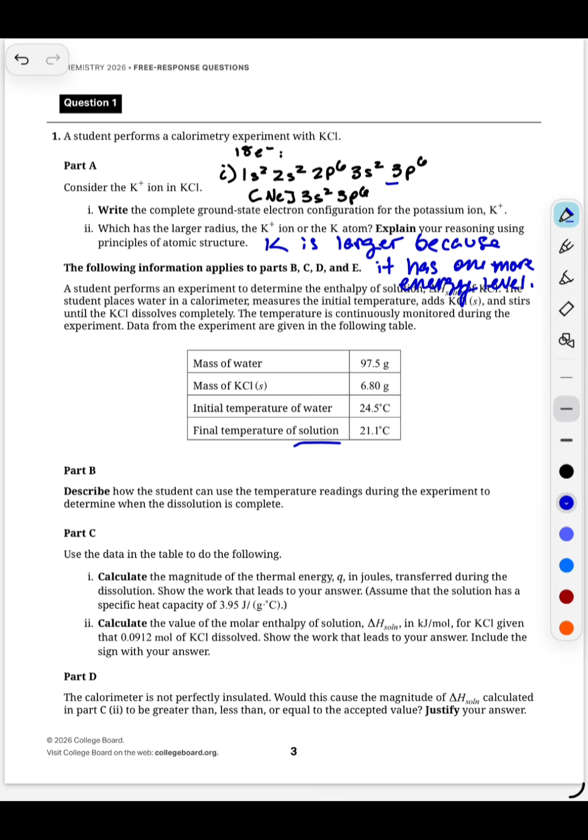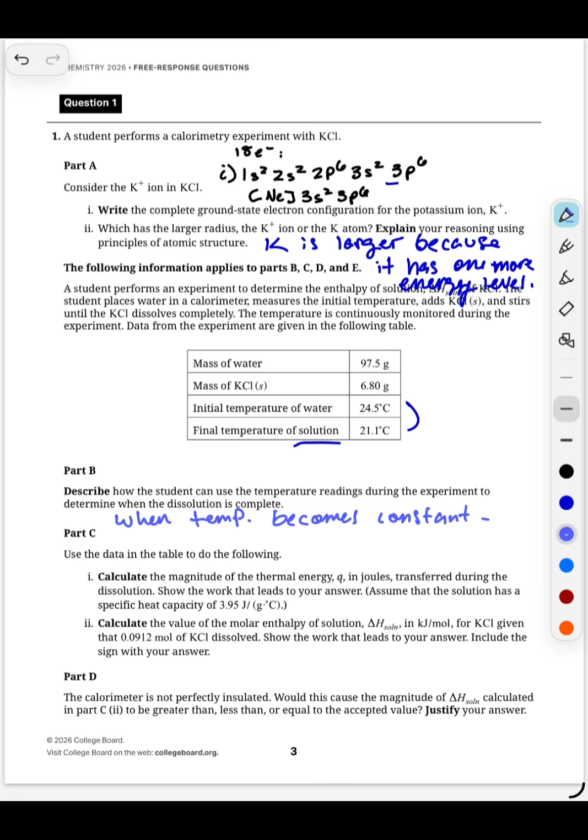Part B says describe how the student can use the temperature readings during the experiment to determine when the dissolution is complete. When you dissolve a salt, you kind of just look for the salt to no longer be solid, right? But they want you to use the temperature readings to identify when it is completed. We do have a change in temperature here from the initial and the final values. And so you want to look for that constant temperature. So when temperature becomes constant, that is when your dissolution is most likely finished.